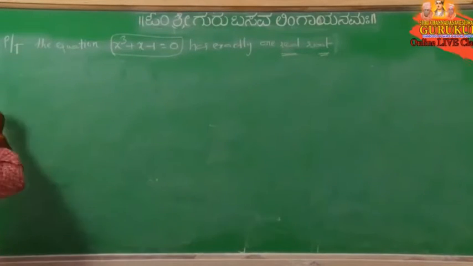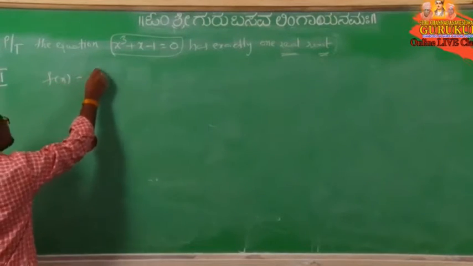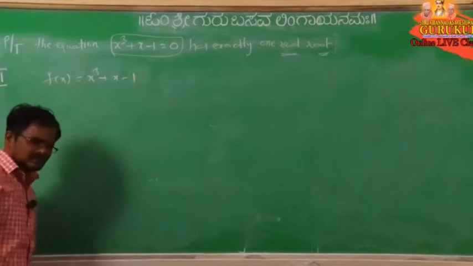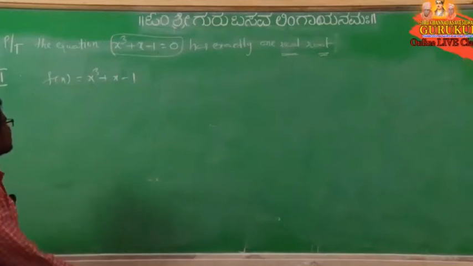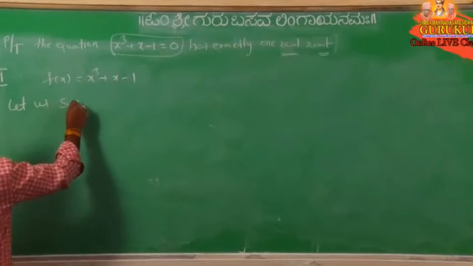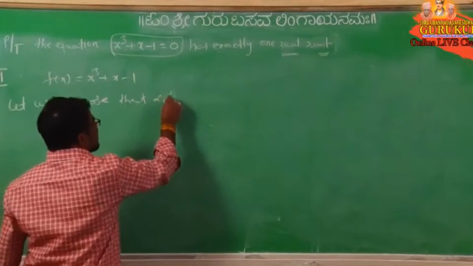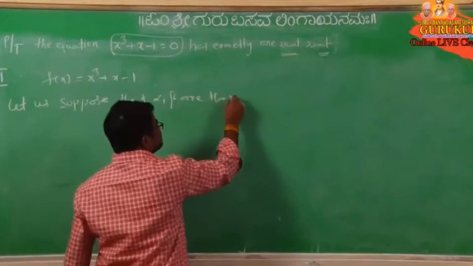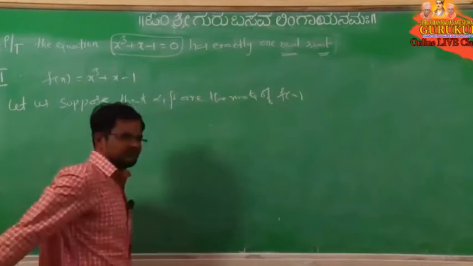By the Rolle's theorem method, take the given function f of x equal to x cube plus x minus 1. So we have to follow the contradiction method. Contradiction method means let us suppose that alpha, beta are the roots of f of x, the given polynomial.